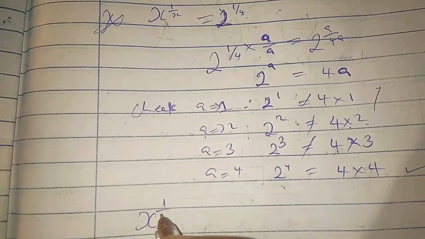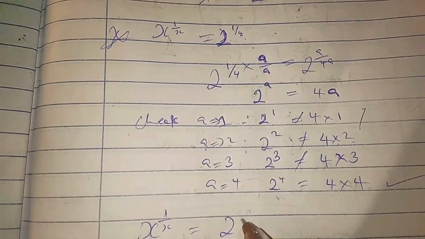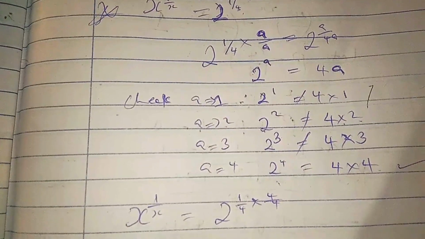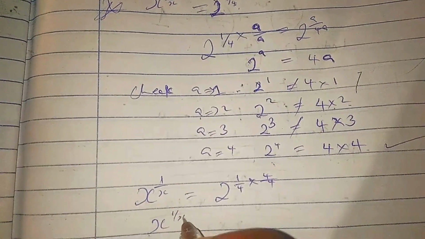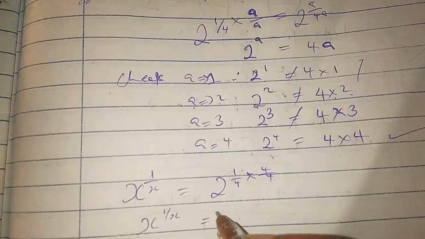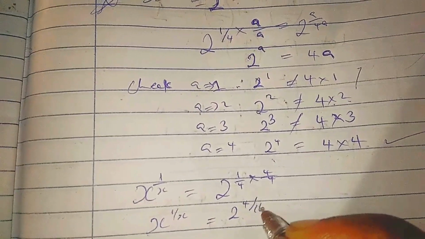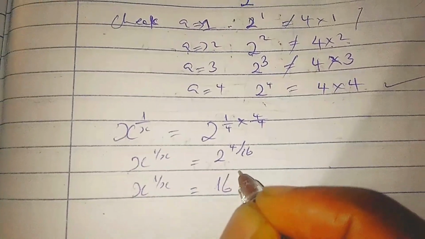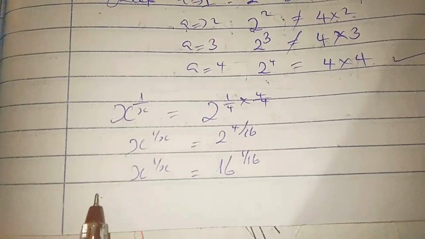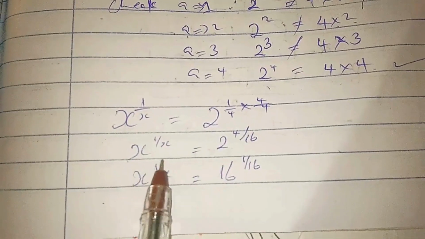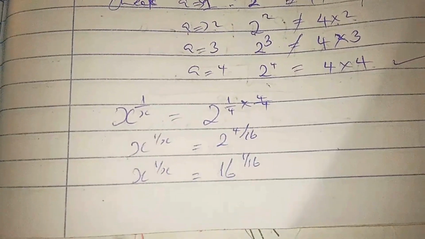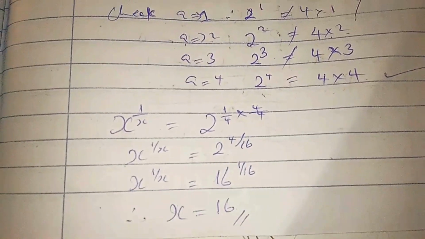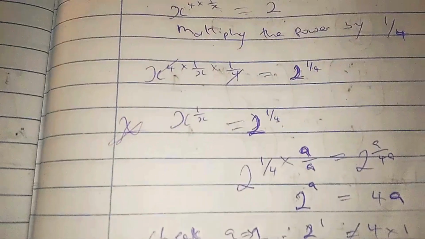we have x raised to power 1 over x is equal to 2 raised to power 1 over 4 times 4 over 4. So that is to say that this is going to give us x raised to power 1 over x is equal to 2 raised to power 4 all over 16. So it will be x raised to power 1 over x is equal to 16 raised to power 1 over 16. Now we have been able to achieve both sides having an expression that looks like this. So what it means is that therefore our x is actually going to be 16.